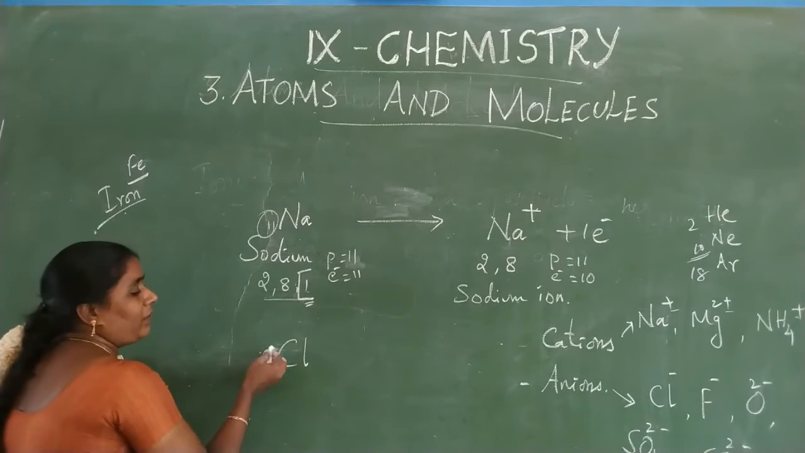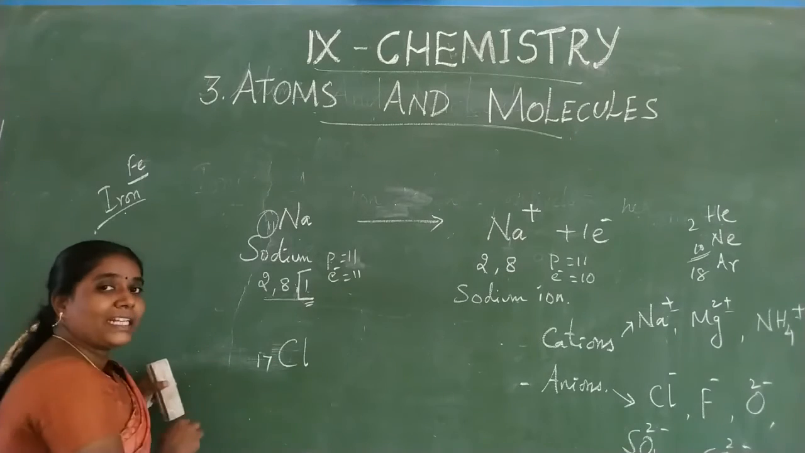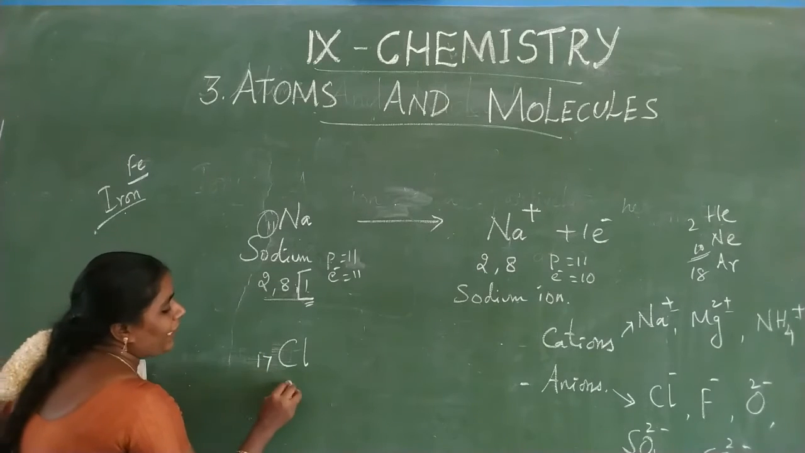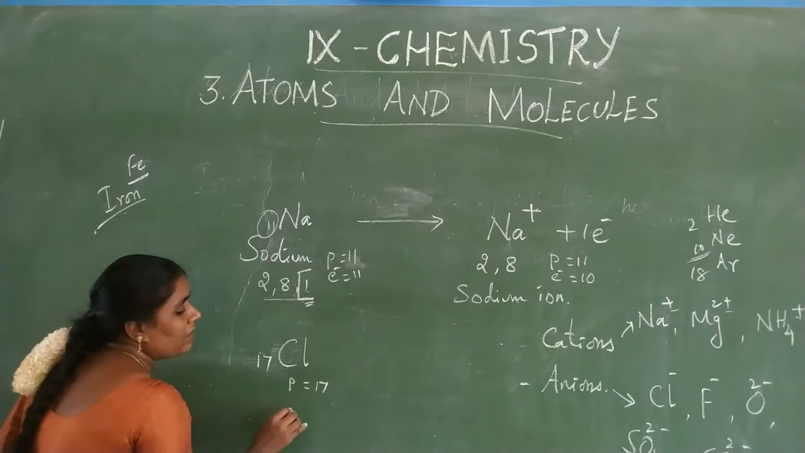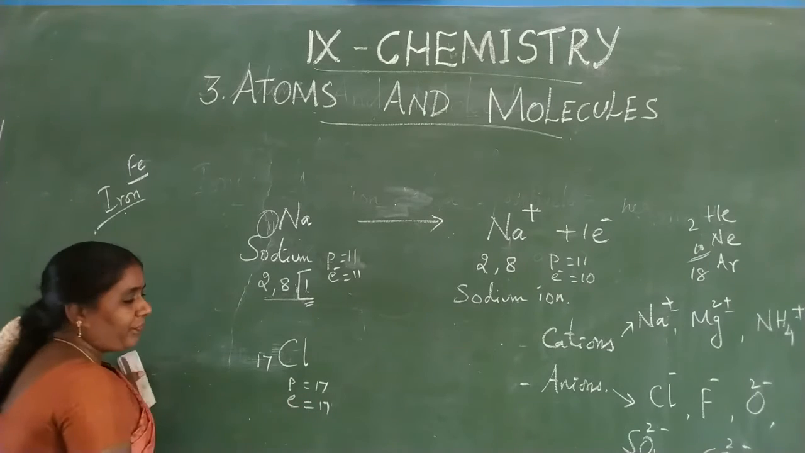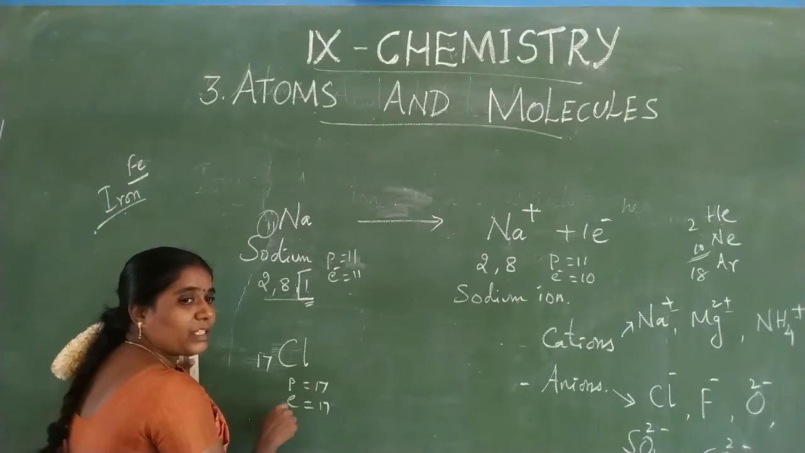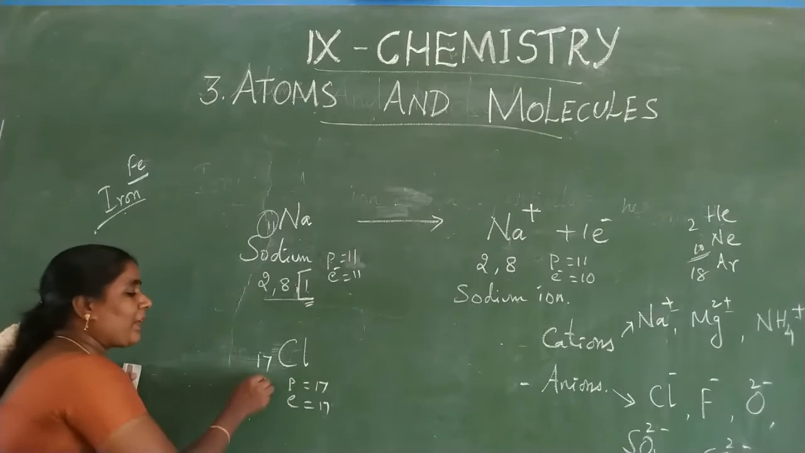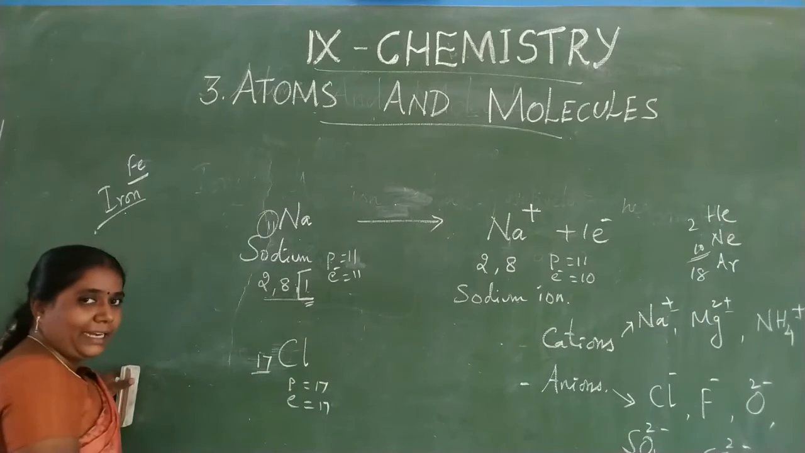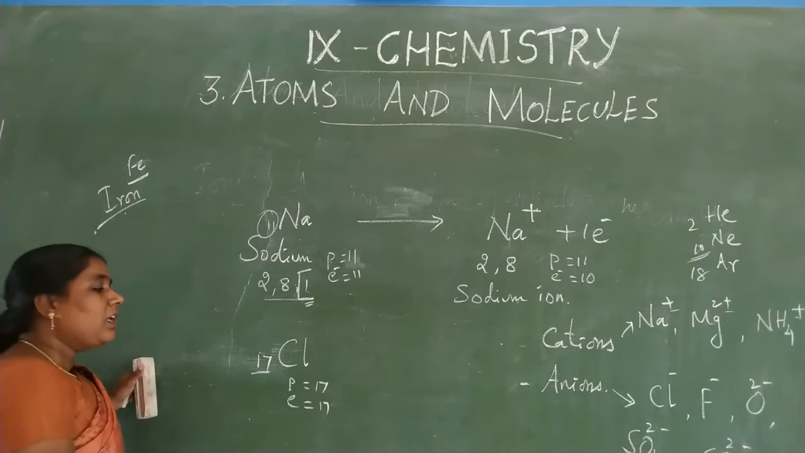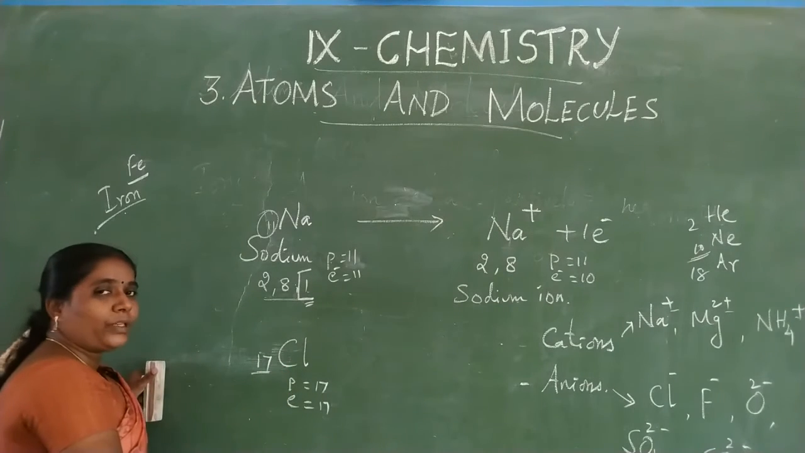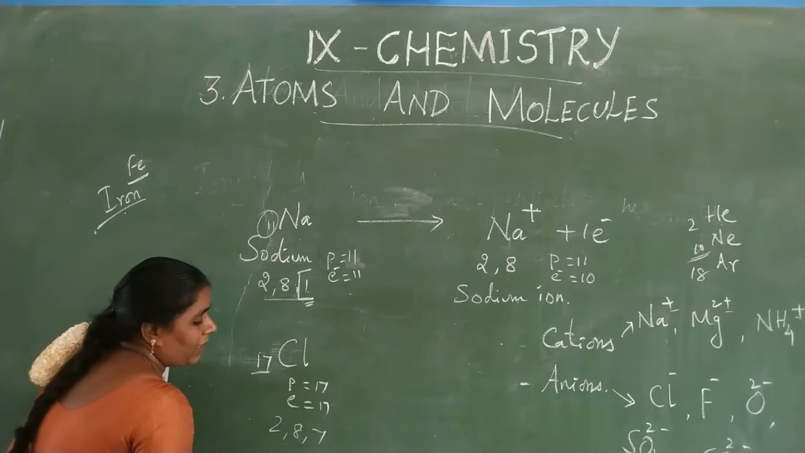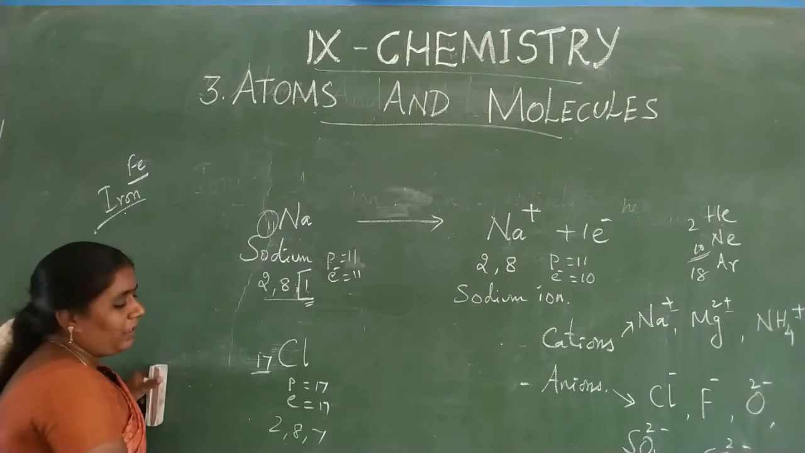If you take chlorine, what will happen? What is the atomic number of chlorine? It is 17. Chlorine has 17 protons and 17 electrons. Why am I telling you the proton number is 17 and the electron number is 17? Because the atomic number is the proton number or electron number. That we will discuss later. So it has 17 protons and 17 electrons, and in electronic configuration it will be like this.